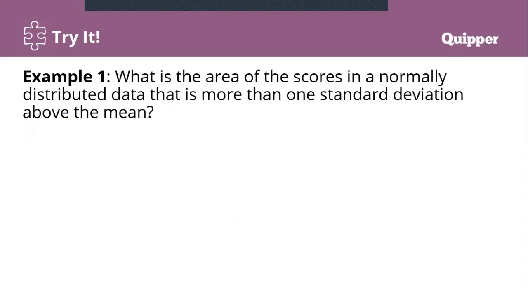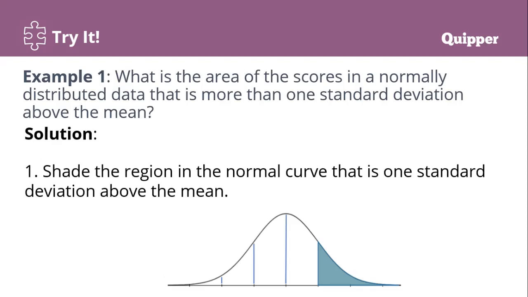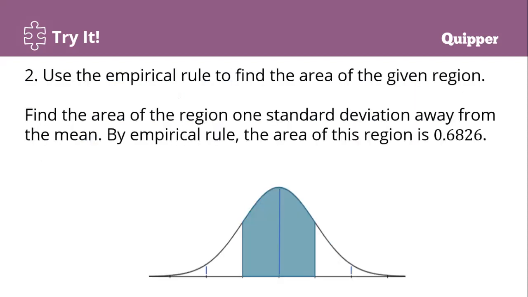Okay? So example, what is the area of scores in normally distributed data that is more than 1 standard deviation above the mean? First, shade the region in the normal curve that is 1 standard deviation above the mean. Use the empirical rule to find the area of the 1 standard deviation away from the mean. From the empirical rule, the area of this region is 0.6826.